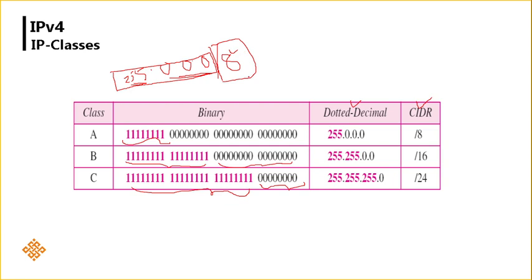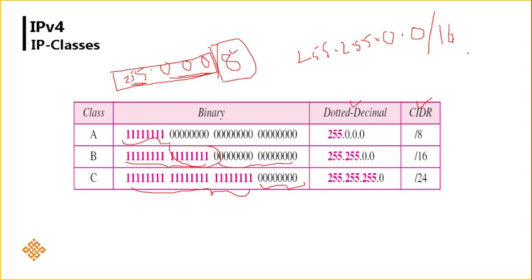Similarly, if you take class B, how can you represent it? The first byte is 255, all ones, dot, again 255, dot, and then all zeros, 0 dot 0. So this is the subnet mask for class B. And what is the slash n notation? The number of bits for network ID is 16. So slash 16 is the slash n notation.